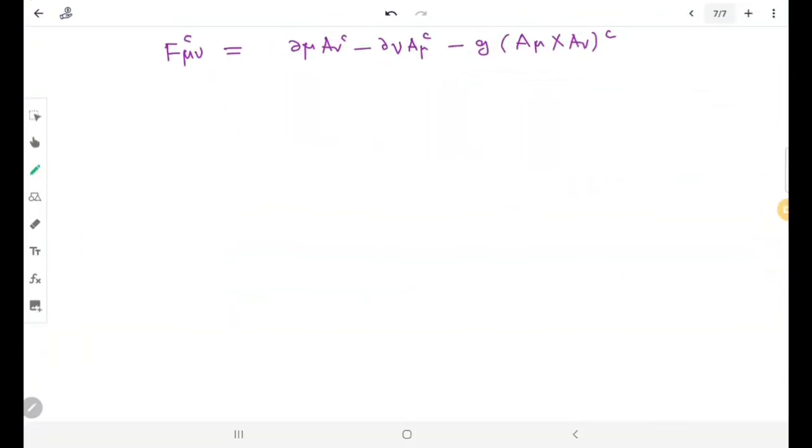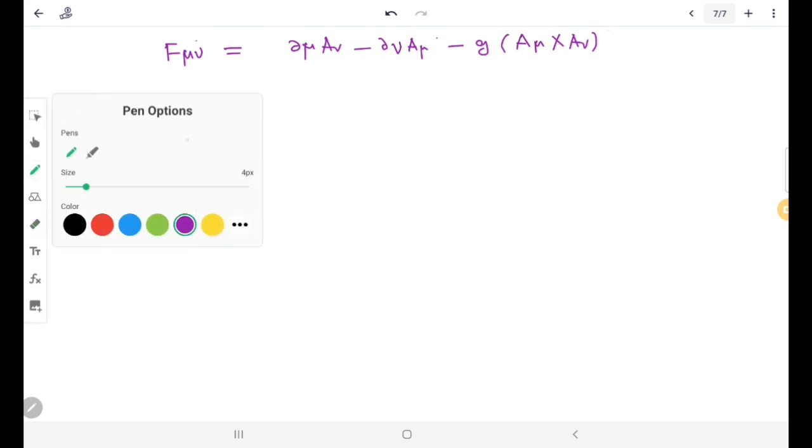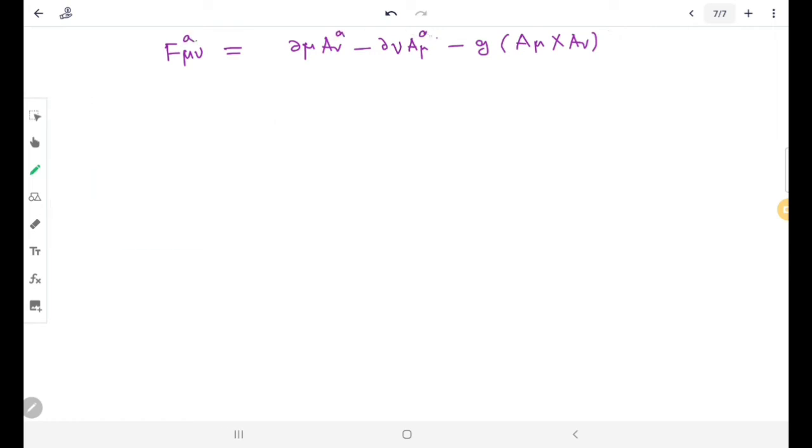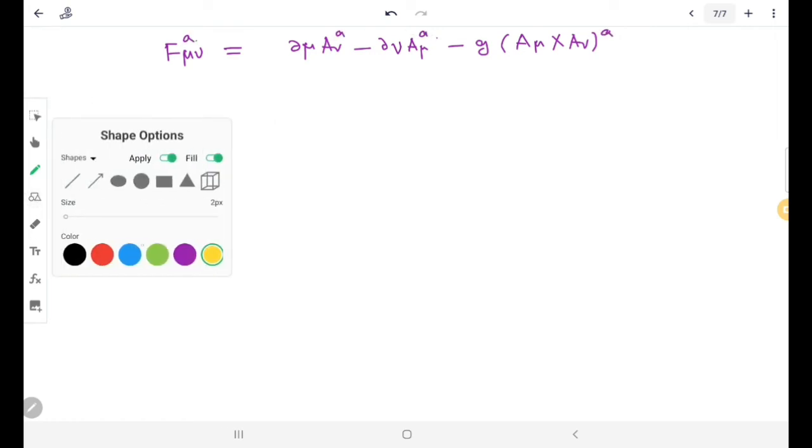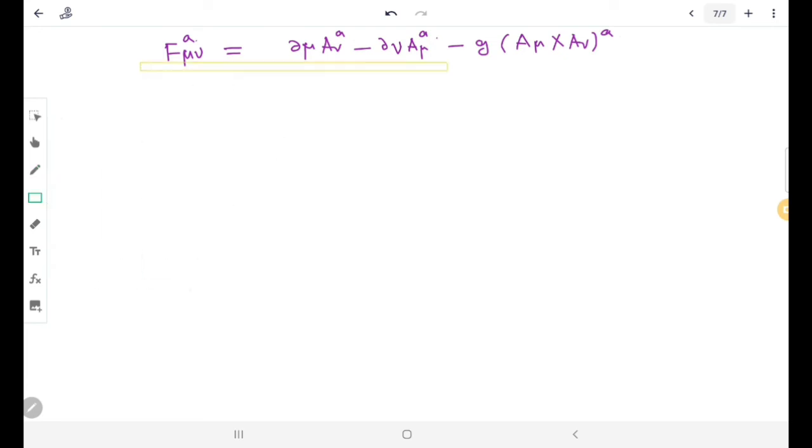If you like, you can write it as A, no issues, because what you write on the left side must be on the right side as well. So this is very important. Let us pack it, because this is a very important relation. Okay, so we got the connection for F mu nu A.